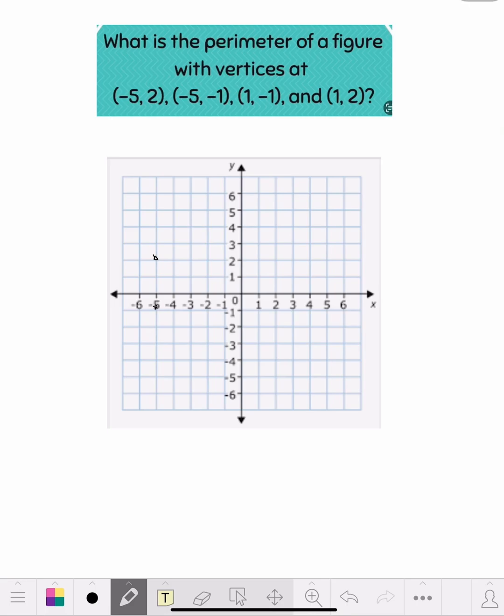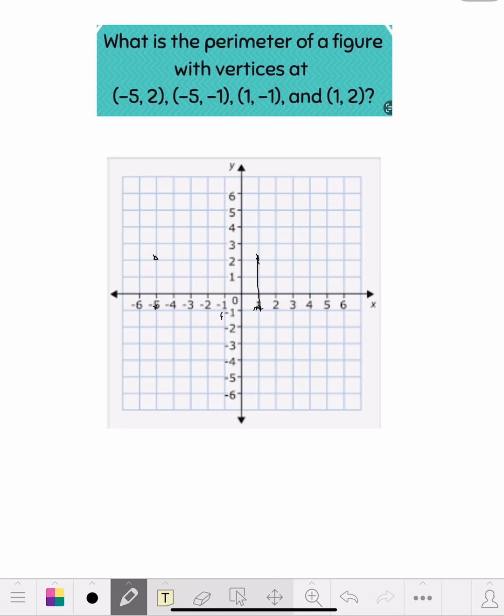Now we go 1 and -1. Okay, so we go 1 on the x and -1, right there. Okay, so we get a little dot there. Okay, and now we go 1 and 2. 1 and a +2. So we get a little dot there.